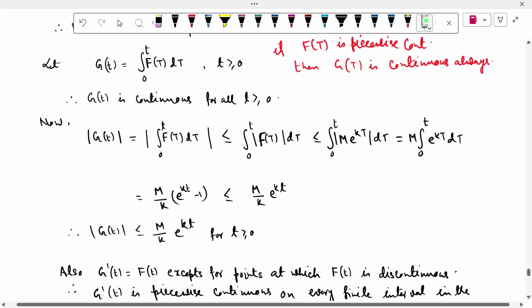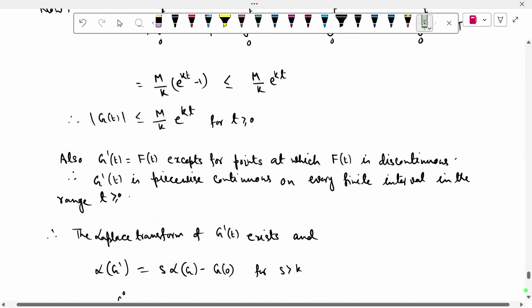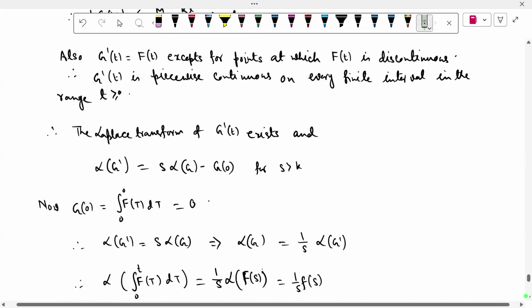So g dash t is equal to f(t), and by the first property of f(t), that equality holds except at points where f(t) is discontinuous. So g dash is piecewise continuous on every interval, and therefore the Laplace transform will exist. The Laplace transform will always exist for piecewise continuous functions. Therefore the Laplace transform of g dash t exists, and now we use the derivative formula again. So L of g dash will be s times the Laplace transform of g minus g(0).